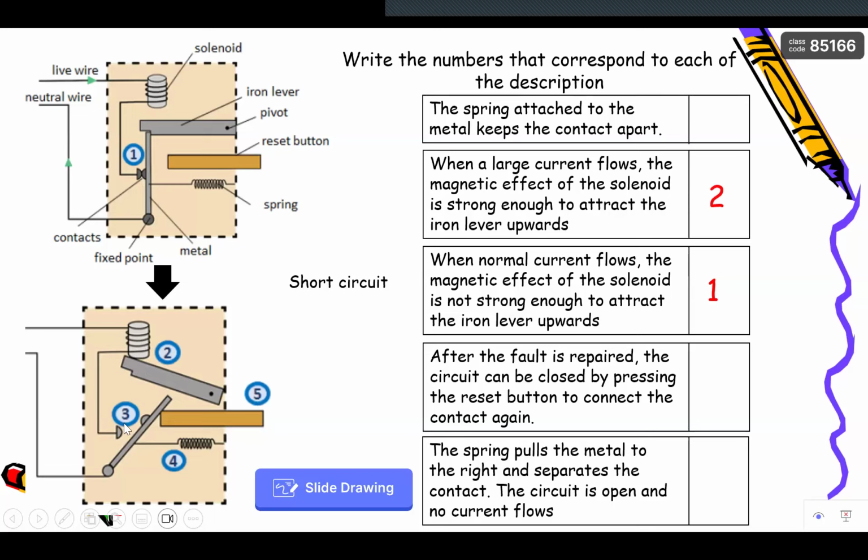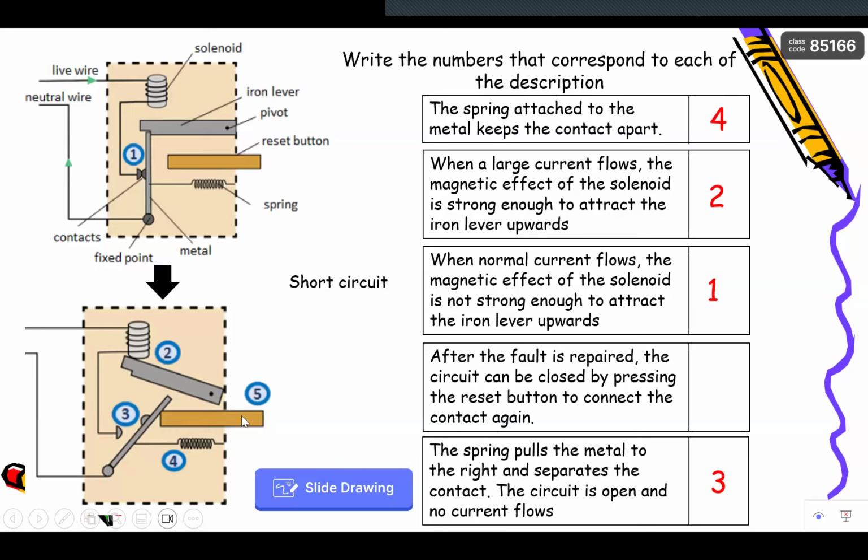And then number 3, you will see that the contact is broken. Once the lever is attracted upwards, you have a spring over here. The spring will pull the metal to the right, separating the contacts. The circuit will now be open and no current flows. Then next, number 4 is the spring, this one. The spring will keep the contacts open.